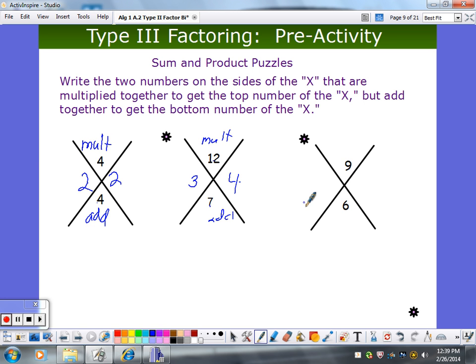Let's try another one. I want 2 numbers. Look at those. Hands are up already. 2 numbers that multiply to 9 and add to 6. What do you think, Kaylee? 3 and 3. 3 times 3 is 9.